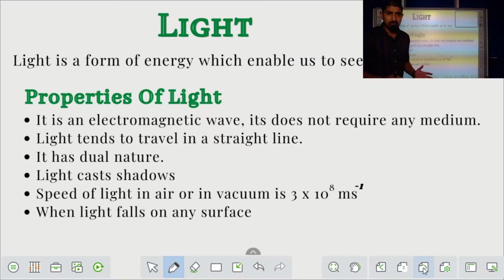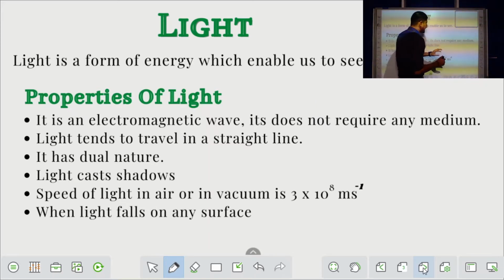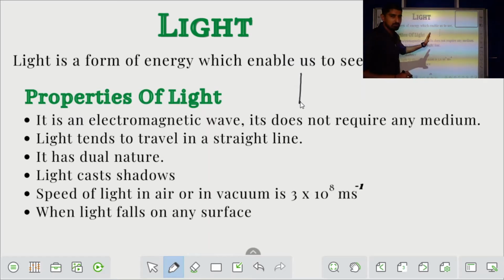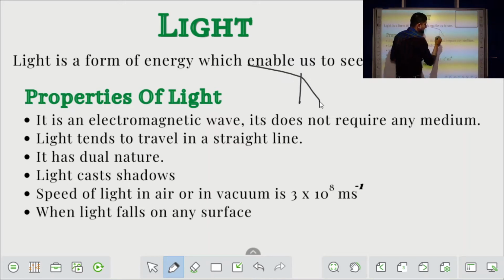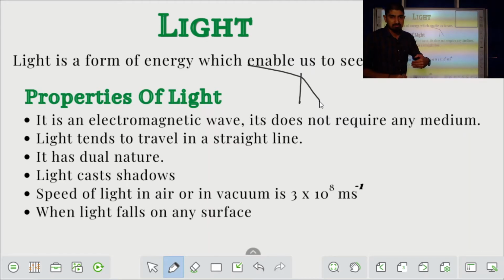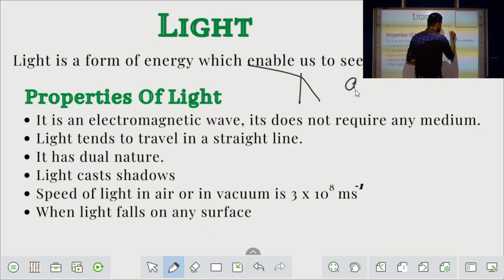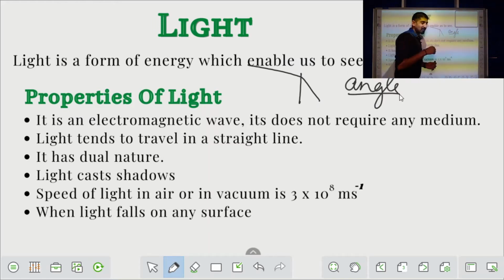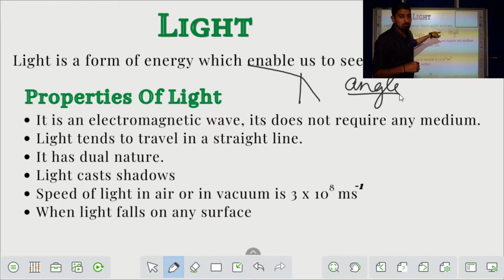Fine. Then the light tends to travel in a straight line. Even this we are aware of, correct? The light always travels in a straight line. Even if we say, sir, it bends, correct? Light bends. But for example, there is an object here, some slide or something like that. The light will come here and it will bend. Even after bending, it is not going in a curved path. Light always bends at a certain angle, and after it is bent, again it starts moving in a straight line.